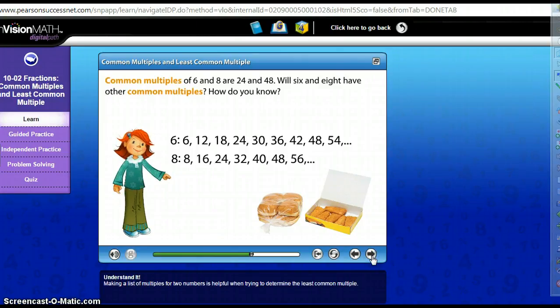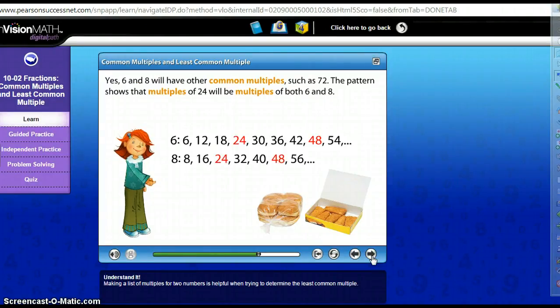Will 6 and 8 have other common multiples? How do you know? Yeah. You're saying yes. How do you know? Numbers keep going on and on forever. Yes, 6 and 8 will have other common multiples, such as 72.